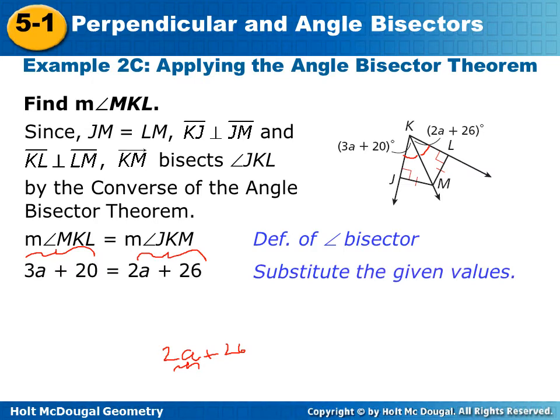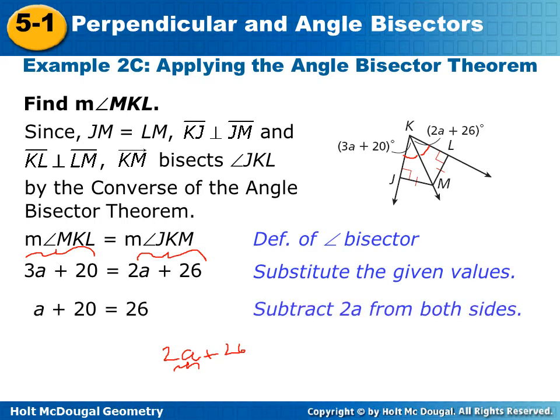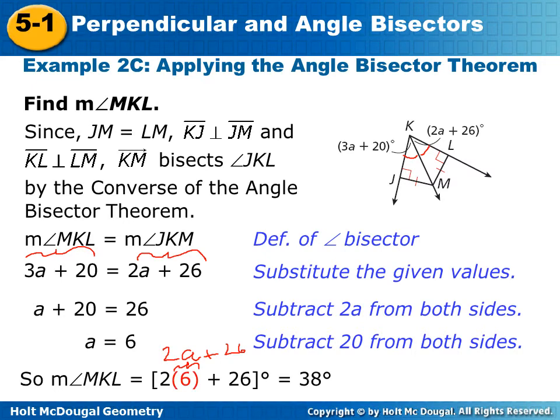Substituting the values from the picture, we get 3a plus 20 equals 2a plus 26. Subtract 2a from both sides, and subtract 20 from both sides to give us a equal to 6. We need to find the measure of angle MKL, which was equal to 2a plus 26. So we insert 6 for a, and get 2 times 6 is 12, plus 26 is 38. So the measure of angle MKL is 38.